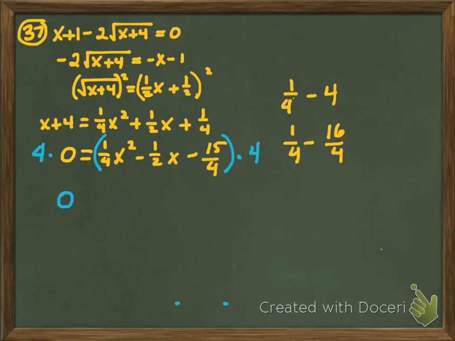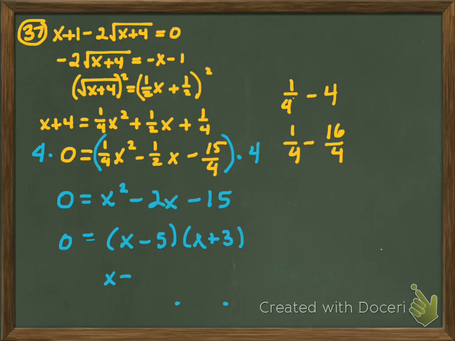And when I do, I get 0 on the left. And when I distribute that 4 on the right, I get x squared. What's half of 4? 2x. And then it cancels the 4 off and leaves me this. Better? Much. Not only is it better, you can factor it. Okay? So we get 0 equals x minus 5 times x plus 3. So our solutions, based on what we've just done, are 5 and negative 3.